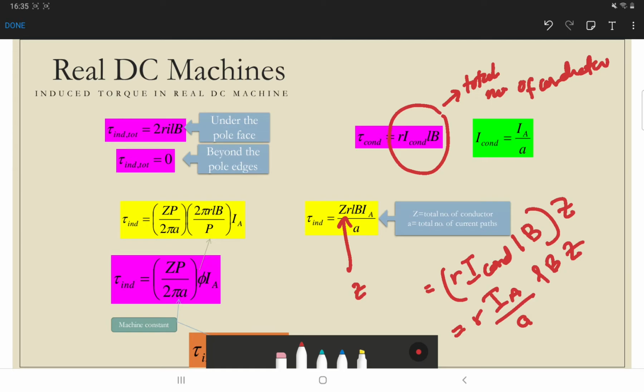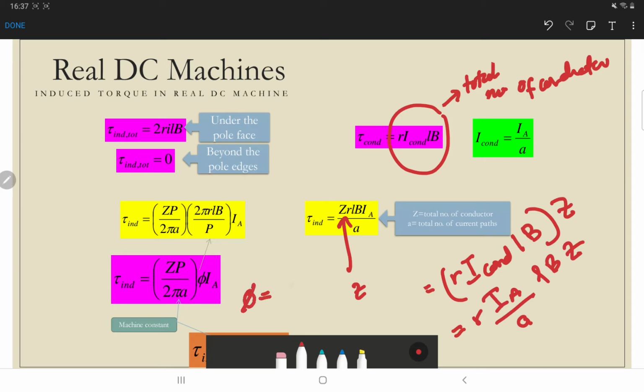From this term, we can expand the term to include the surface area of the pole.